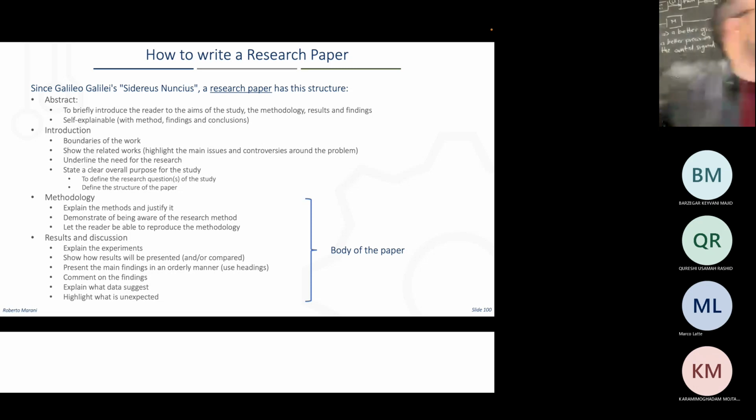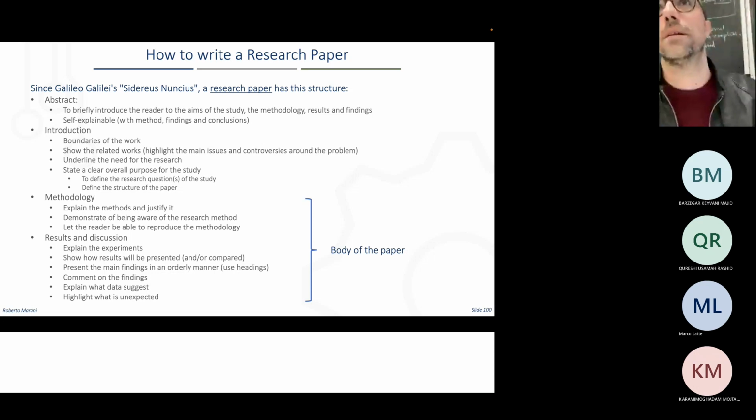Now, the abstract: my suggestion is to make an abstract that is always self-explanatory, even with the results, with the numbers. Because if I don't have time for reading more than the abstract, I should know everything about your 20-page paper just by looking at the abstract.